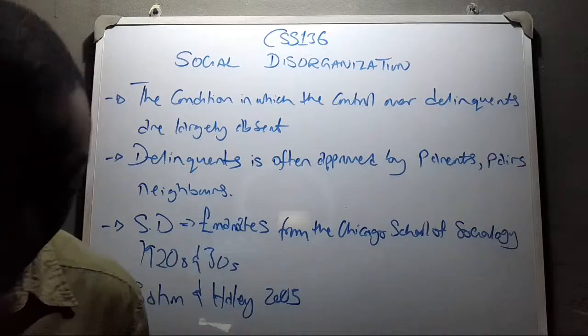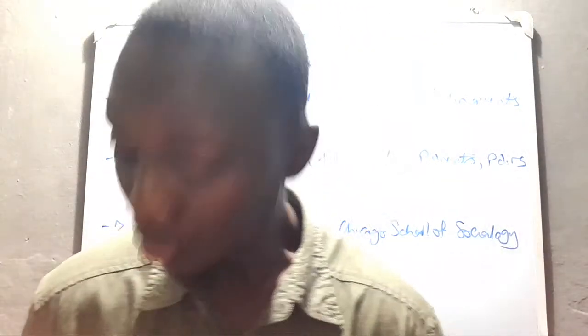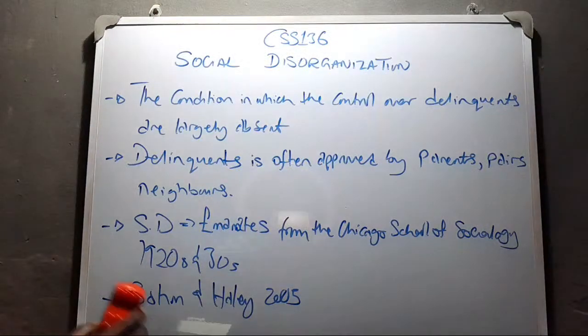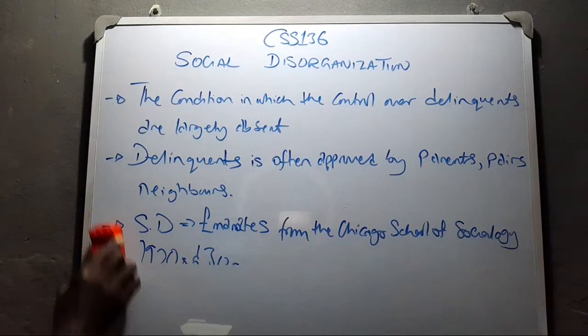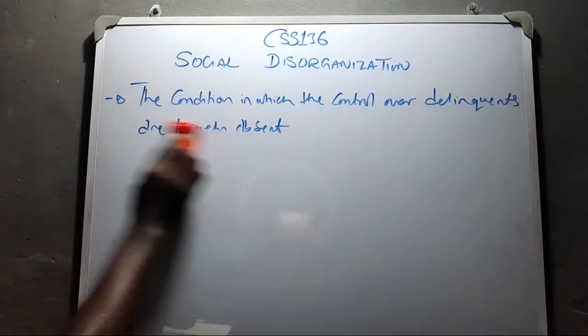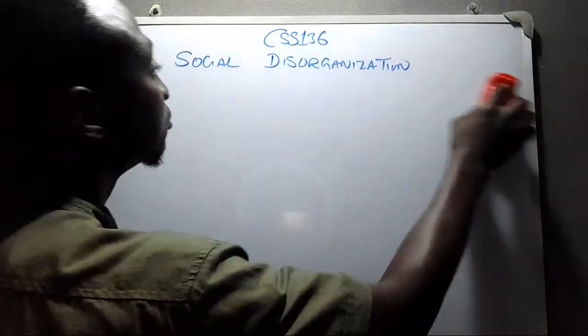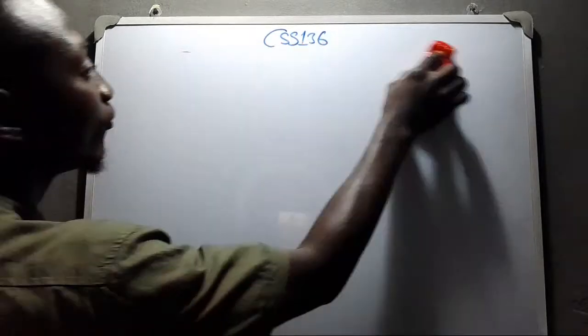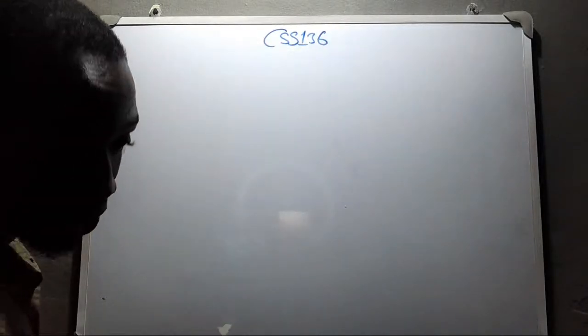So on this premise, we're going to continue and move straight into the types of crime. There are varieties of crimes, so we are going to be talking about the types of crime very quickly.